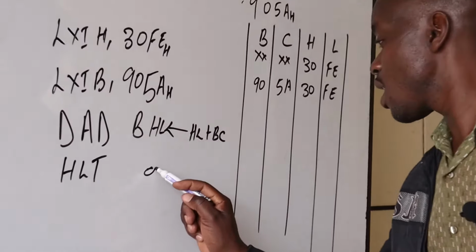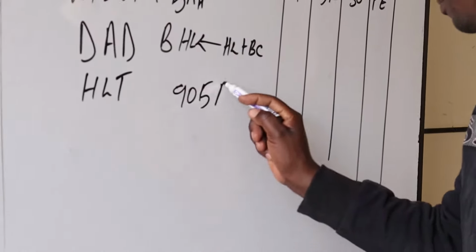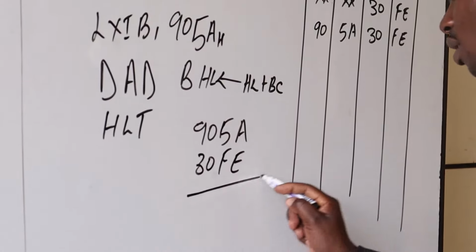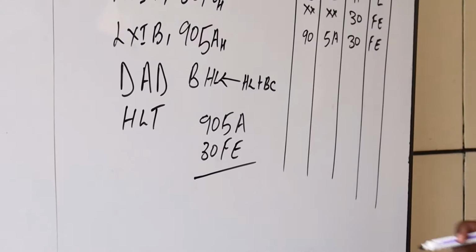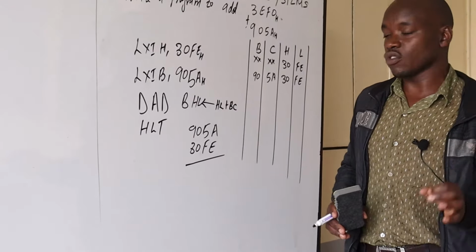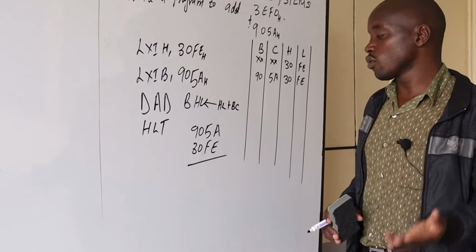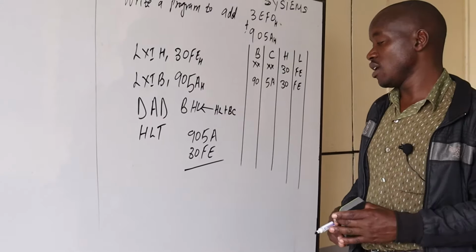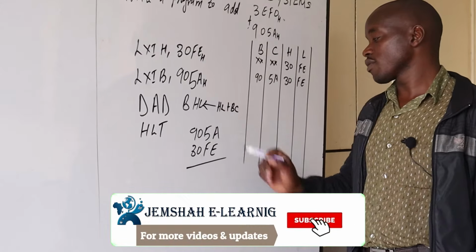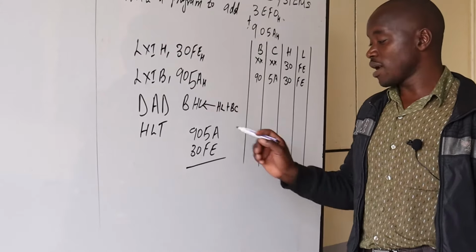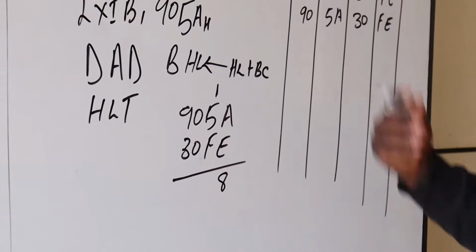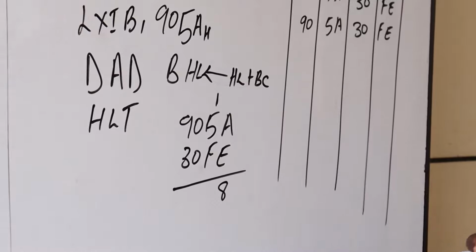So it is 905A plus 30FE. Now we want to add this. There are two ways, but I want to use the symbol as well. We have agreed that we are using base 16. So there should be a carry when the result of an operation exceeds or is equal to the base or the radix 16. So A is 10, E is 14. So 14 plus 10 is 24, minus 16, the answer remains 8. Carry 1. The one we are carrying we agreed is equal to the base.